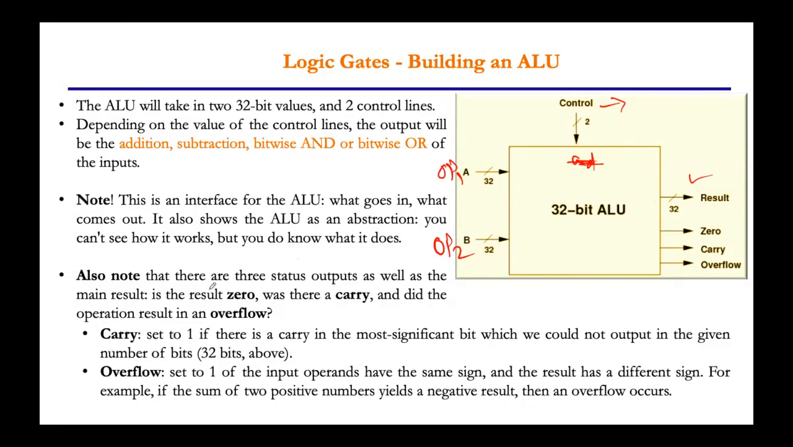This result can be anything. Also note here that there are three status outputs always: zero, carry and overflow. The result can be 0. Or if the result is not 0, then you can find carry. Was there a carry, or did the operation result in an overflow? The borrow and carry we have observed in our previous example, right? So simply, let us see what carry means.